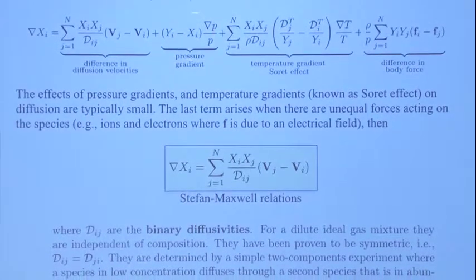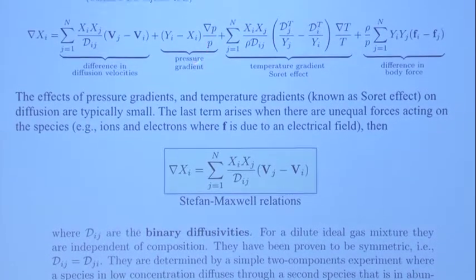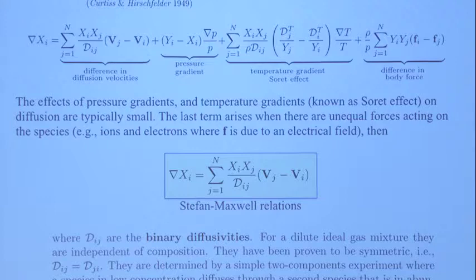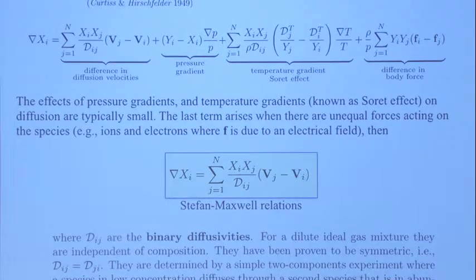Then you have a contribution due to the pressure gradient. In other words, a pressure gradient causes a change in concentration, or a gradient in the mass fraction or concentration fraction. And you have a contribution from the temperature. Different temperature can cause that. This is often known as the Soret effect. And also body force can cause a change in concentration.